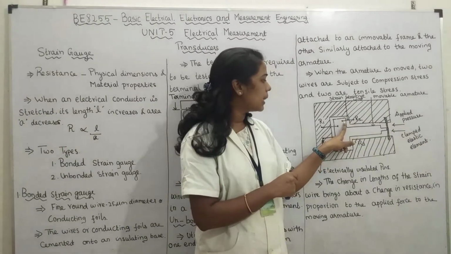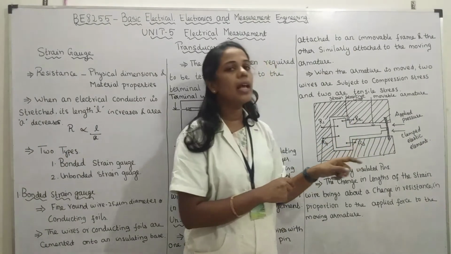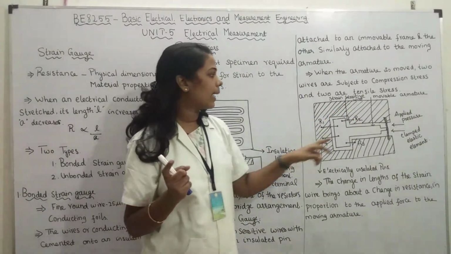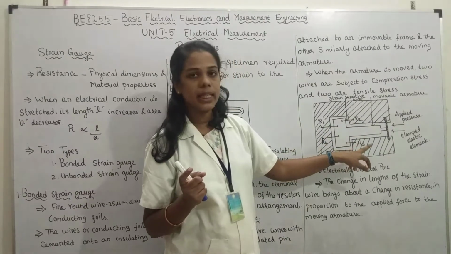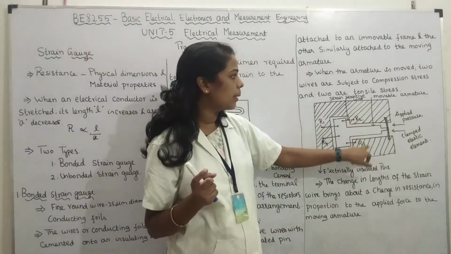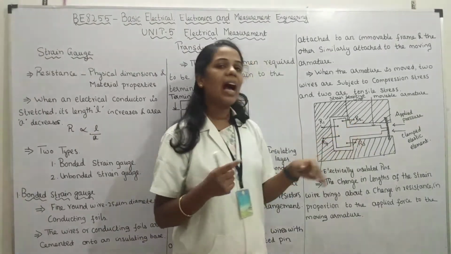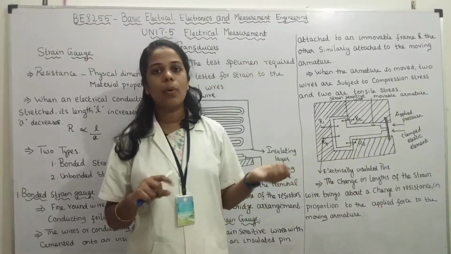So R2 and R3 are the strain sensitive wires. One end is connected to the immovable frame, this is the immovable frame, and the other end is connected to the movable armature.